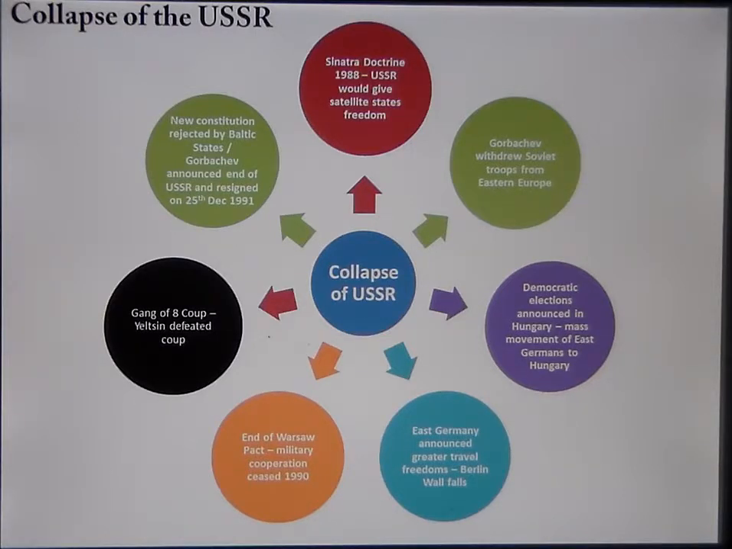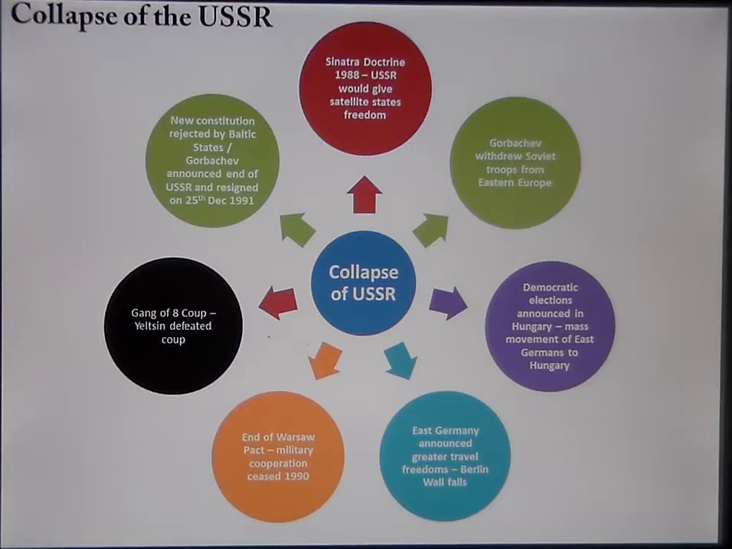Now at the top there you can see the Sinatra Doctrine. This is the name given to the idea that the USSR is going to give satellite states more freedom. It was apparent very early on that Gorbachev had abandoned the Brezhnev Doctrine, which had said that they had the right to go in and intervene in any satellite state that threatened to bring down the Warsaw Pact or the Eastern Bloc. Well, for economic reasons, the USSR gives those satellite states more freedom, and he withdraws Soviet troops. So he's lost a key element of control over those satellite states.